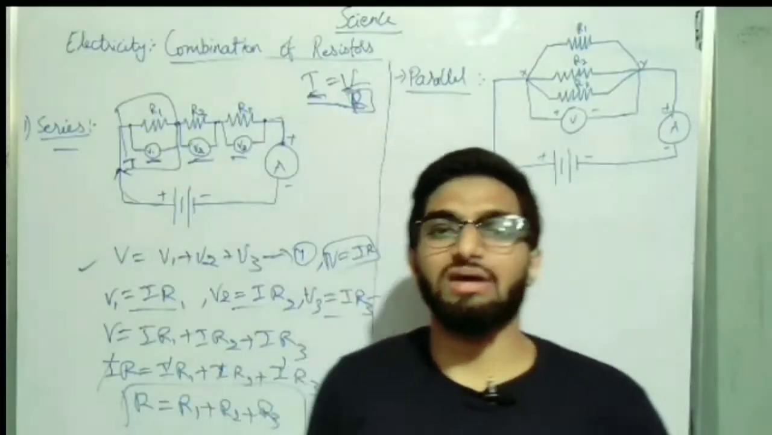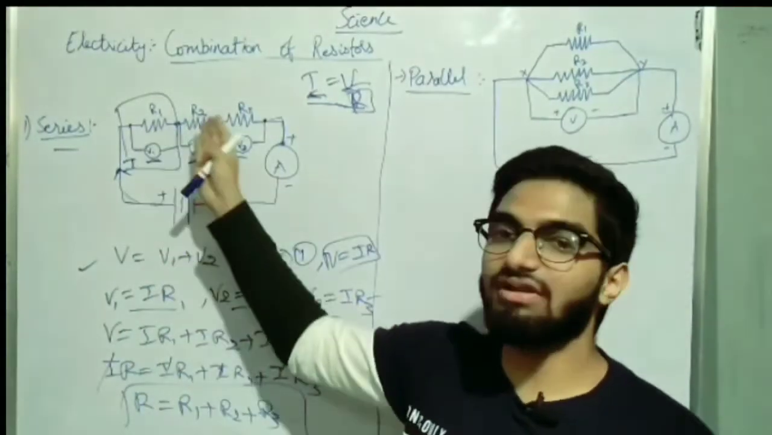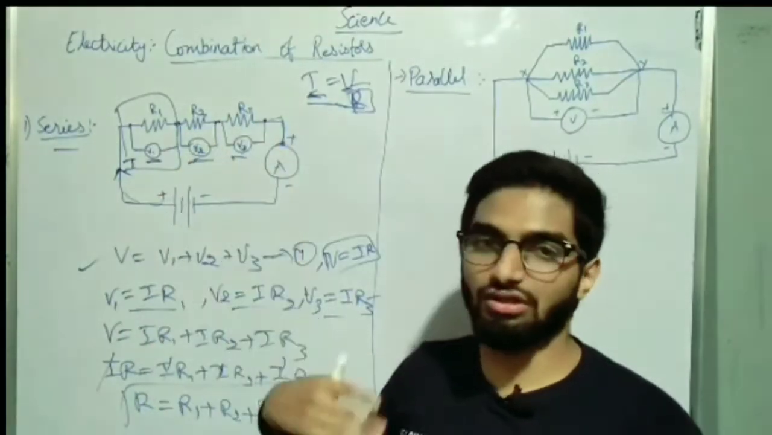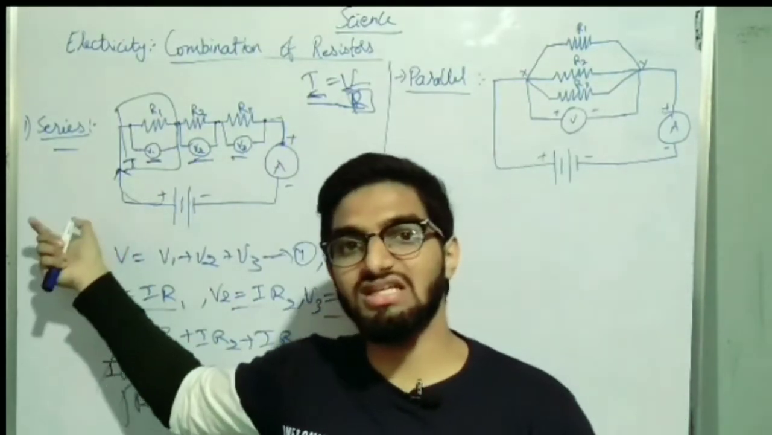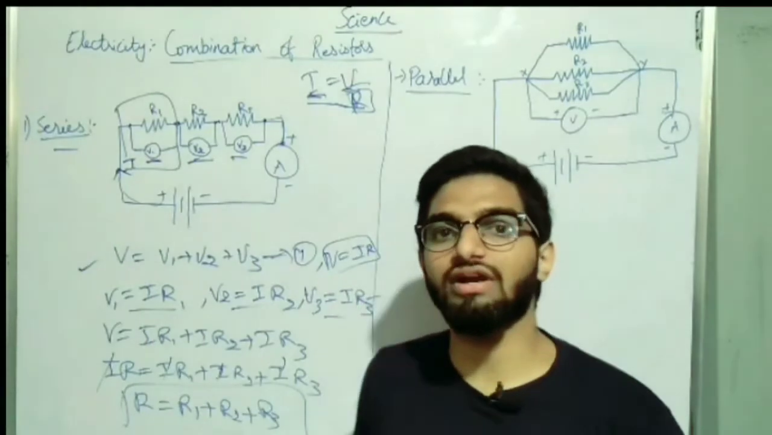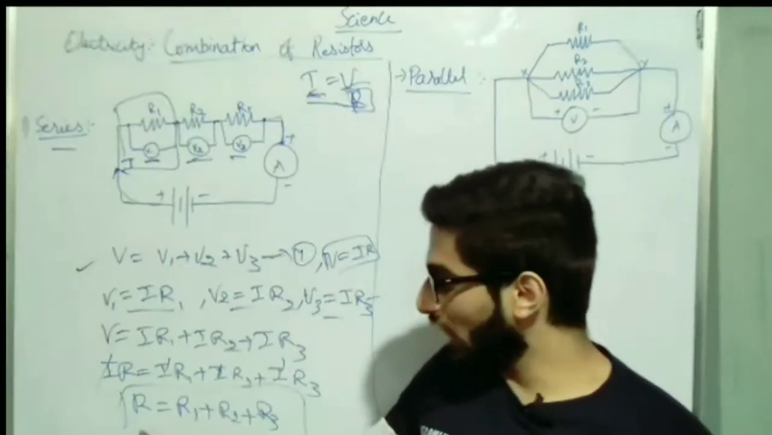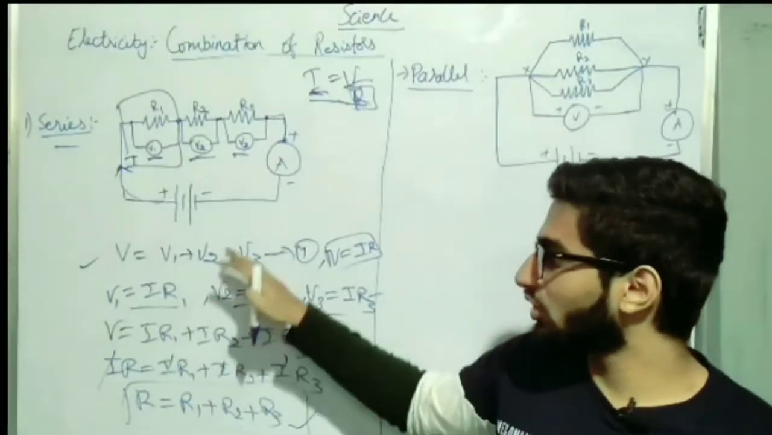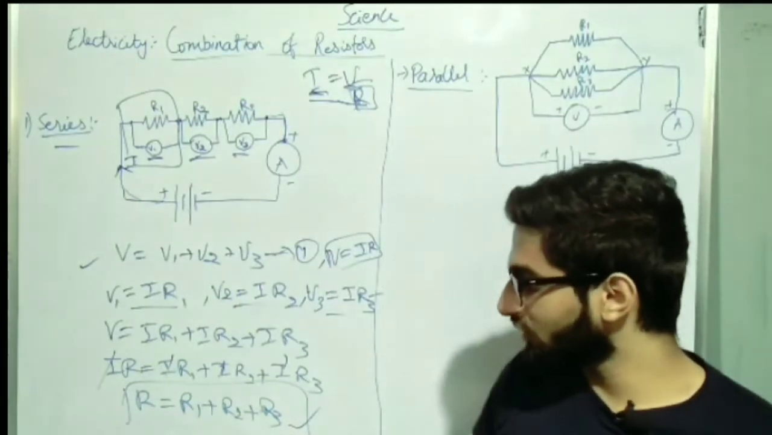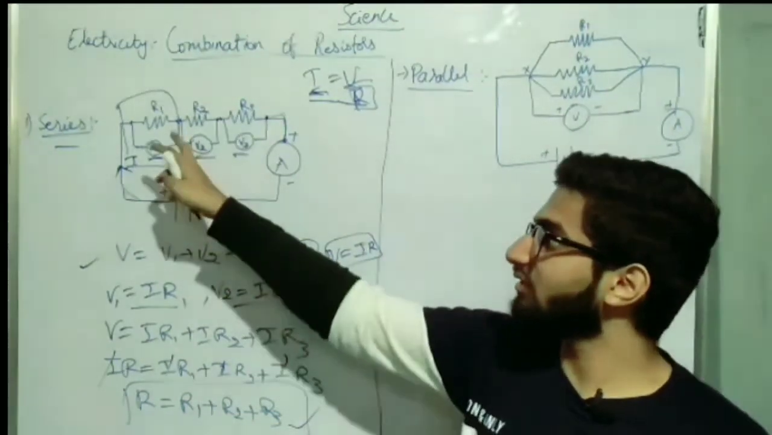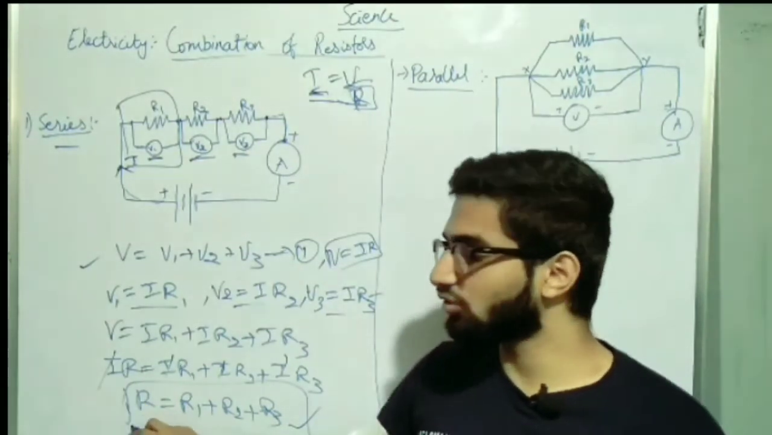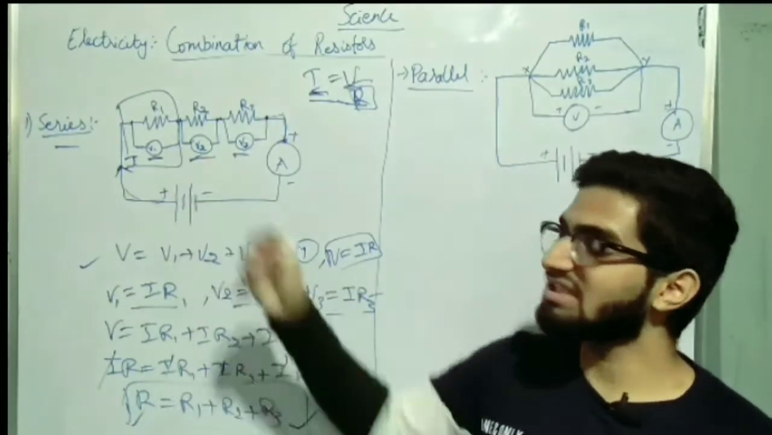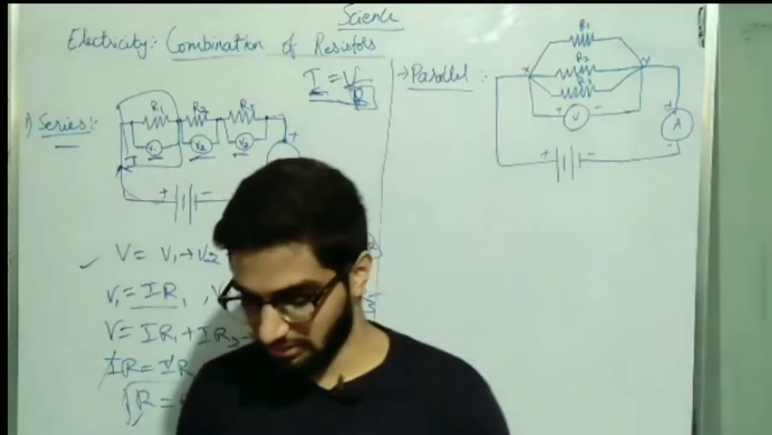Now in your exam the question can be framed as they will give you 1, 2, 3 or 4 resistors with different values in series combination, and they will ask you to find the total resistance. So you have to use this formula. You need not know this working, but you have to remember this formula. You just have to substitute the R1, R2, R3 values and you will get the total resistance. This is your series combination of resistors.